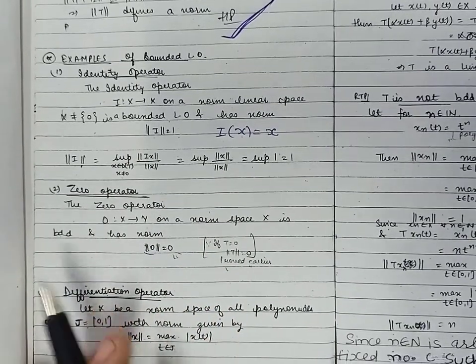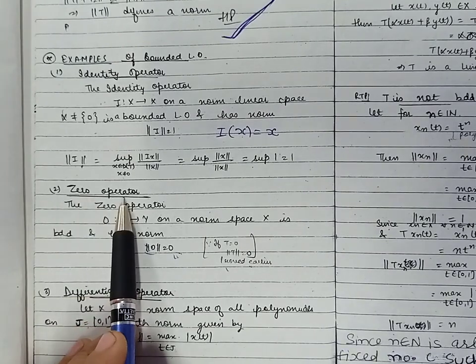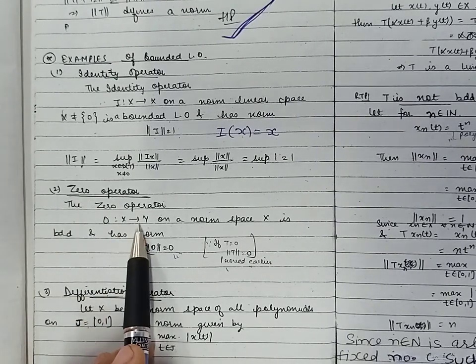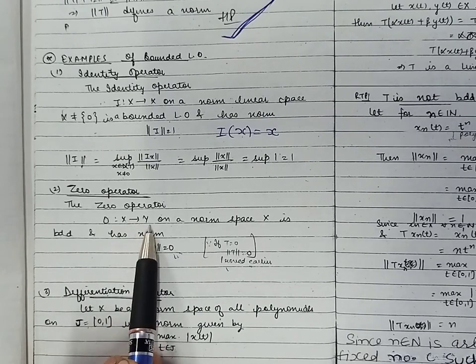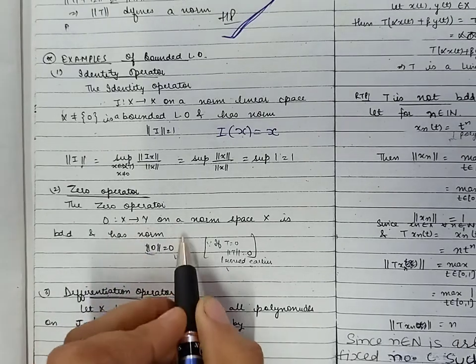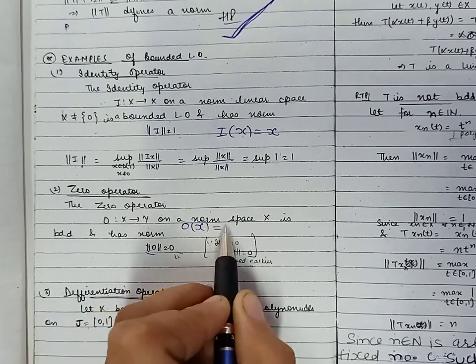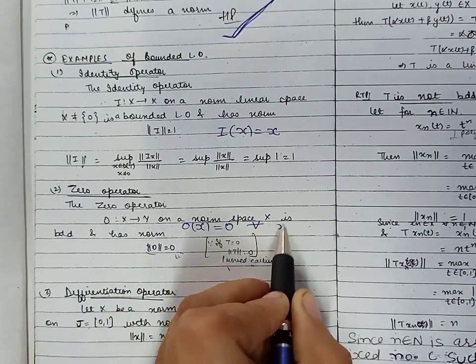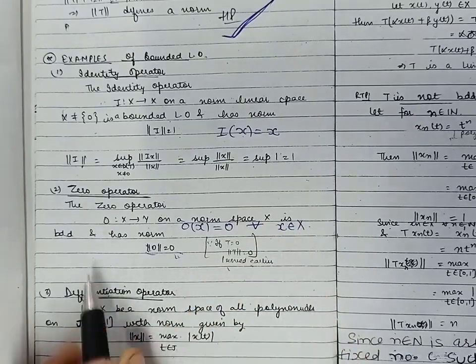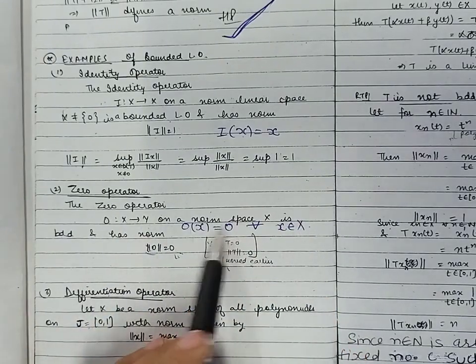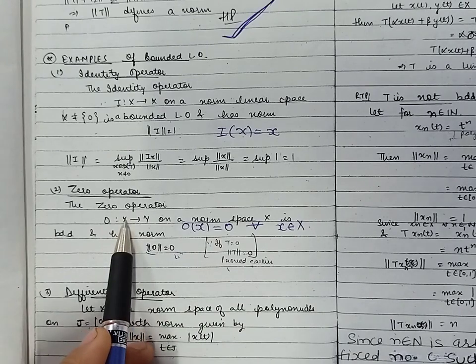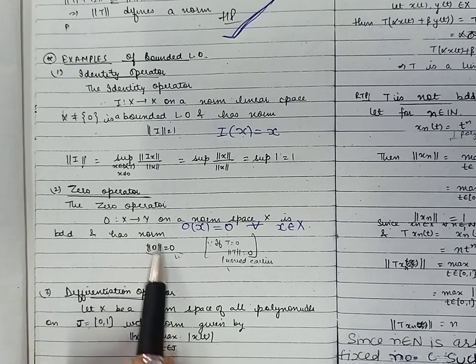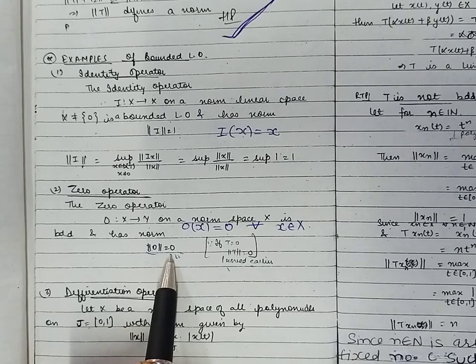The next example is the zero operator. Let us take normed spaces X and Y and define an operator from the normed space X into the normed space Y by 0 of x is equal to 0 for every x belonging to X. This operator is a linear operator defined on X, and the norm of this operator is 0. This operator is also a bounded operator.